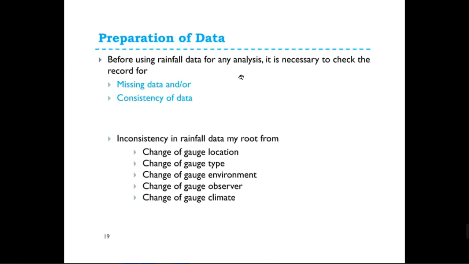Preparation of precipitation data. Before using rainfall data for any analysis, it is necessary to check the record for missing data and inconsistency of data. Inconsistency in rainfall data might stem from change of gauge location, change of gauge type, change of gauge environment, change of gauge observer, change of gauge climate.